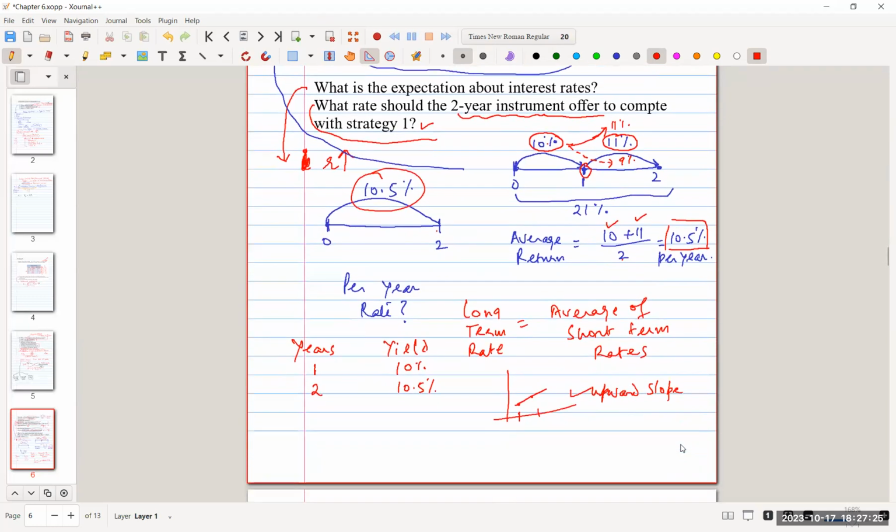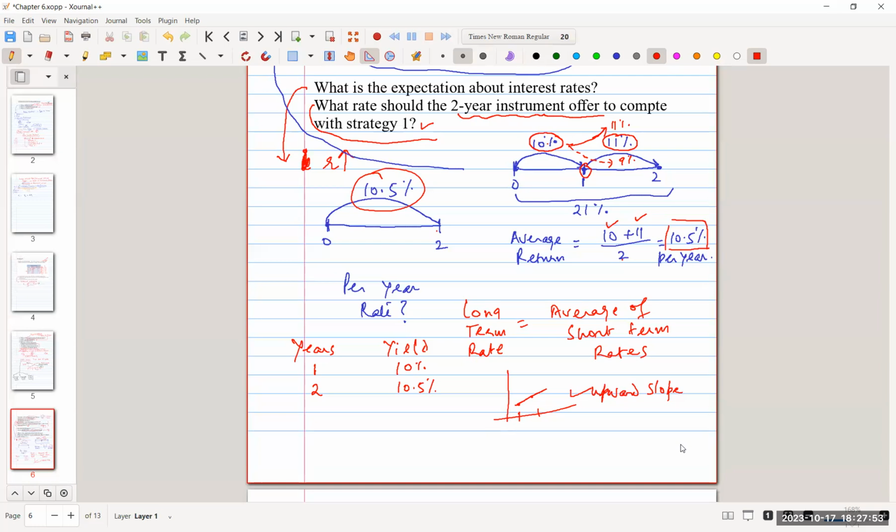So this theory basically states this: number one, long-term interest rates are nothing but an average of short-term interest rates. It also says that the yield curve, when we plot it, reflects the expectations of the investors about future interest rates, where expectations of rising interest rates in the future will create an upward sloping curve, and of course, vice versa.